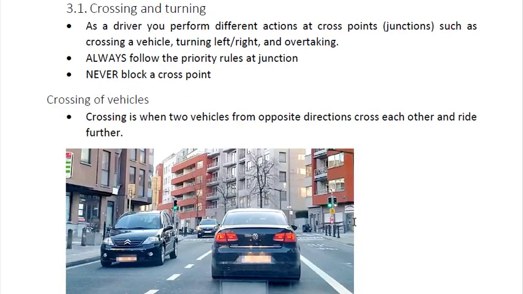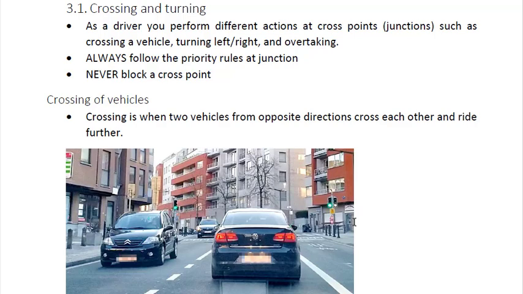So at the junction, you perform different actions. For example, as a driver at the junction, you perform crossing of a vehicle, turning left, right, and even sometimes you perform overtaking at the junction. So when you are at a junction and performing these actions, you must always follow the priority rules. It's very, very important at the junction because otherwise it's a very dangerous place. Accidents may happen. So it's very important to pay attention to who has priority at the junction, follow those priority rules, and be extra careful.